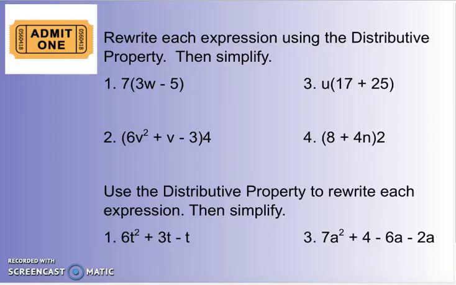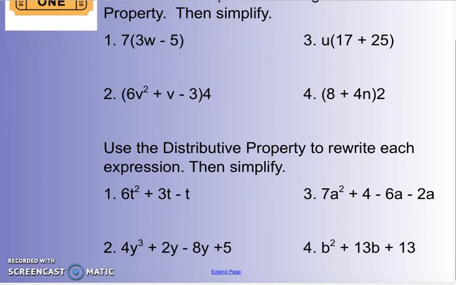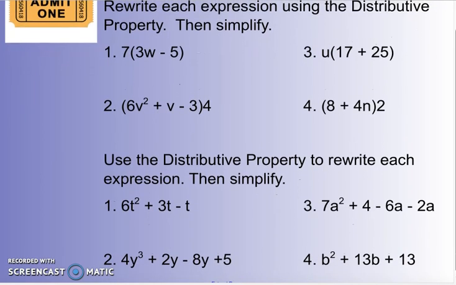Okay, I would like for you to try these problems at home for tomorrow. These are your ticket problems, and let me show you all of them. I want you to rewrite these problems using the distributive property, then simplify them, and then combine any like terms so that your answer is in simplest form.